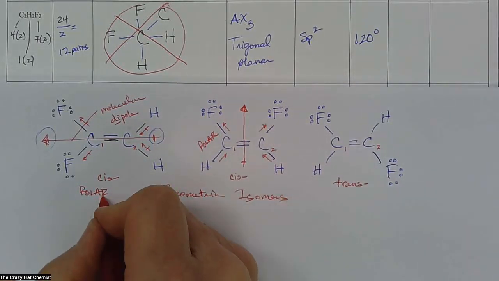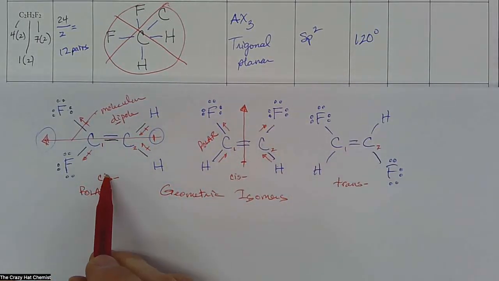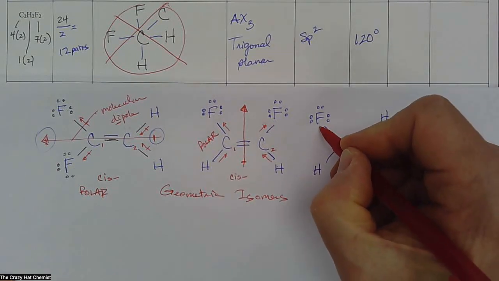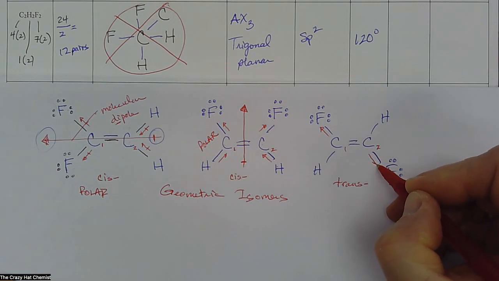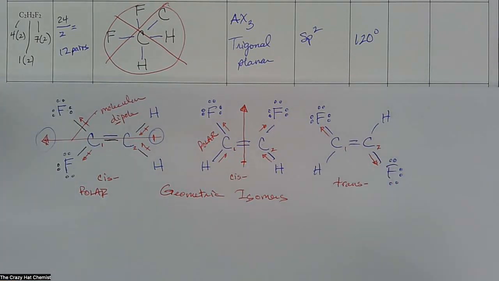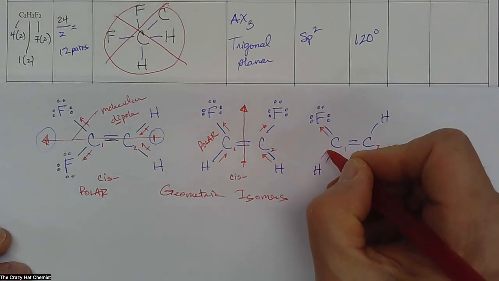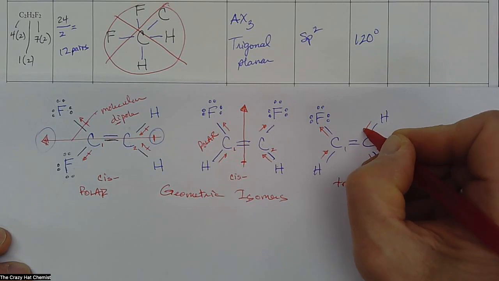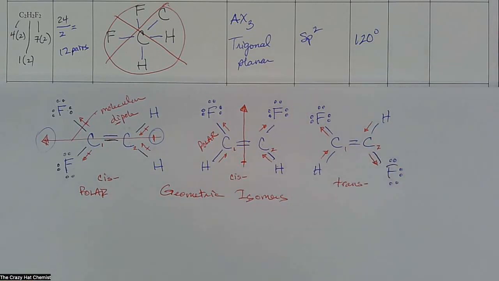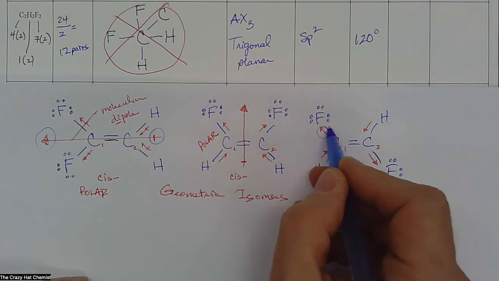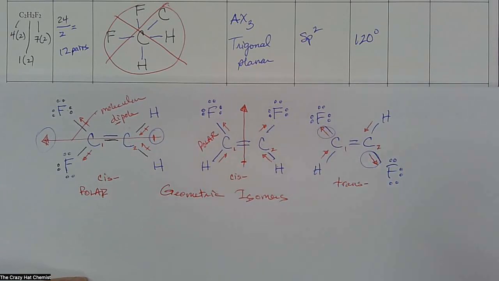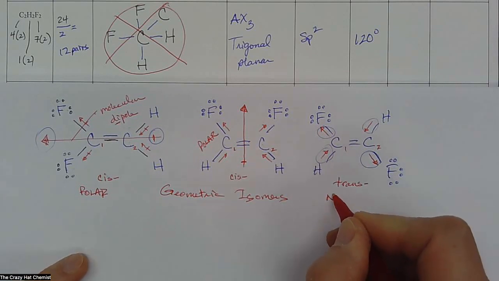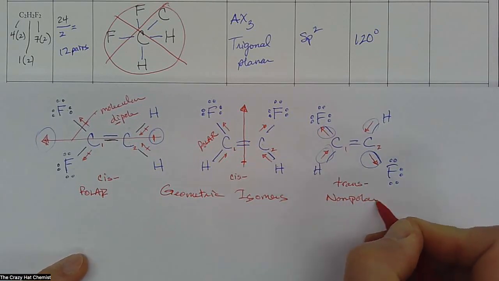So this one is polar, and this one is polar. Both cis structures are polar. Now we're going to draw our bond dipoles here. Notice that these bond dipoles are pulling in opposite directions. And then these bond dipoles are pushing in the same direction, but the same amount. So the bond dipoles here with the fluorines and the bond dipoles here with the hydrogens cancel each other out. So this is non-polar.